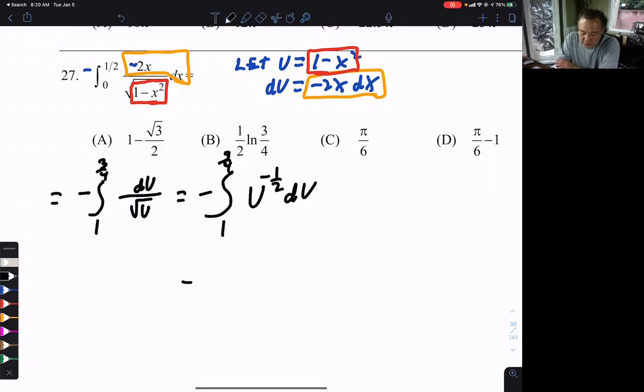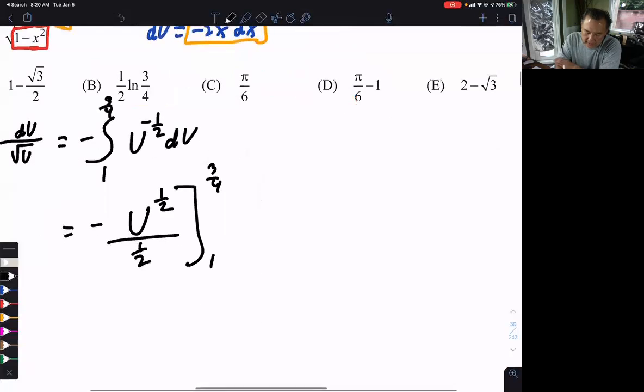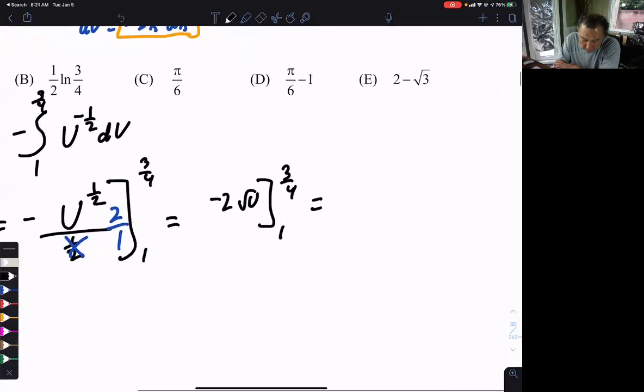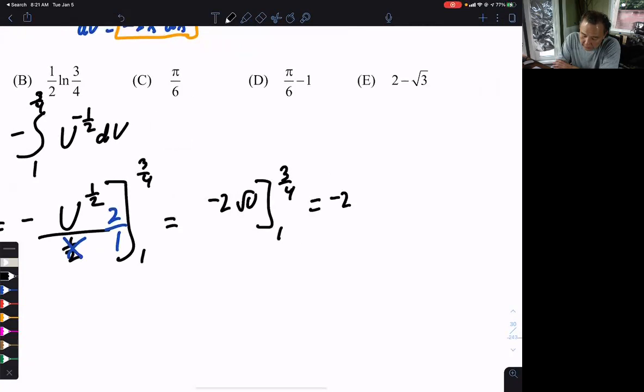Okay? Now we use our standard power rule. We add 1 to the exponent, so negative 1/2 plus 1 gives us a 1/2. So it's going to be a 1/2 power, but we have to divide by that. And then if we multiply by the reciprocal, so I take that and flip it, I'm going to get negative 2 square root u from 1 to 3/4. Then I'm going to plug in the 3/4. And then I'm going to subtract, and now I'm going to plug in the 1.